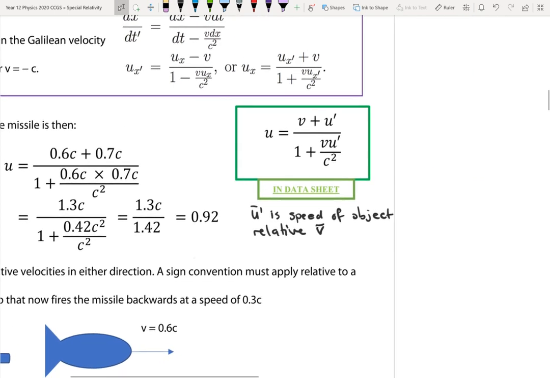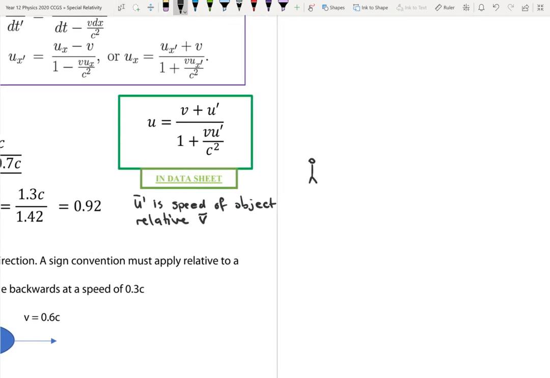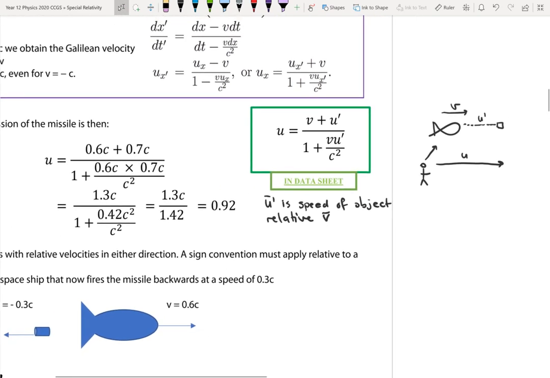So if you've got some room somewhere, we'll say here's a person observing our spaceship traveling with a speed V, and then it fires a missile which it measures as U prime. So that prime is basically a different reference frame measurement. And then we would obviously want to measure U, like so. Now, I'm going to stick with the spaceship firing the missile analogy, but you could have two people traveling towards each other, away from each other, when measured from a stationary observer.